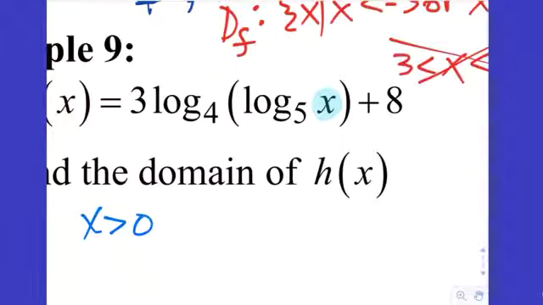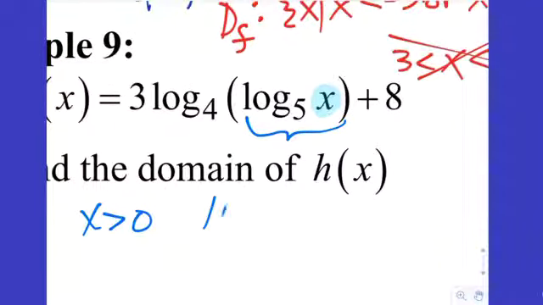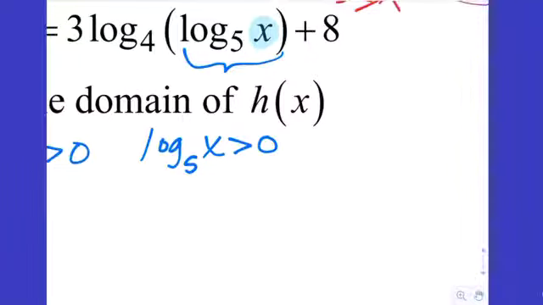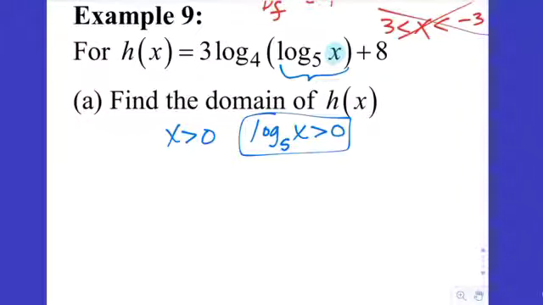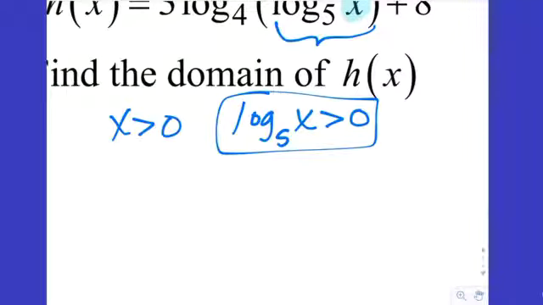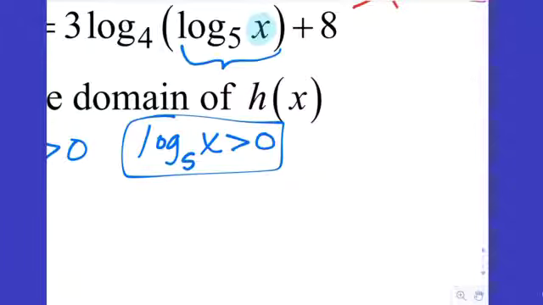So I know that x has to be greater than 0. But log base 5 of x itself is the argument for the log base 4. So we also know then that log base 5 of x has to be greater than 0. Now, if you want, you could just focus on the inside, log base 5 of x, and say it's greater than 0. Because if it works for that one, it's going to work for x greater than 0. So here's what you want to do. You have to solve this inequality, and whatever solution you get from that, it should be greater than 0. You'll check that.